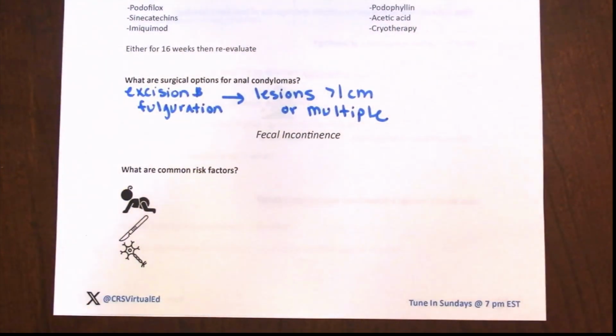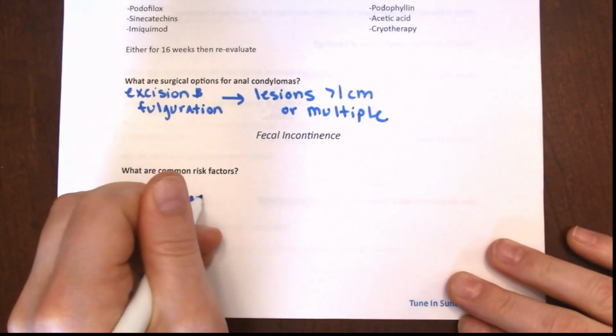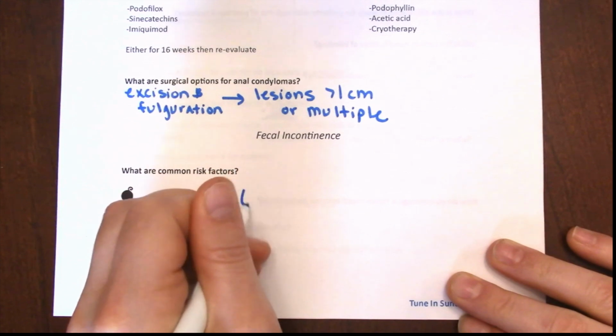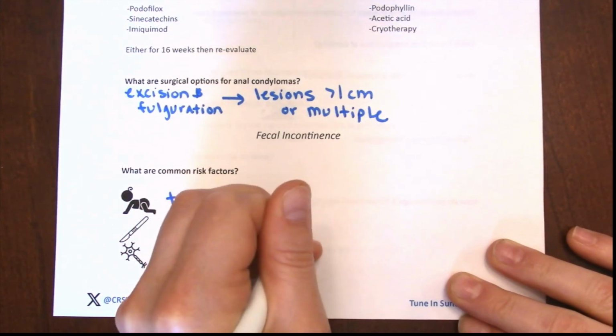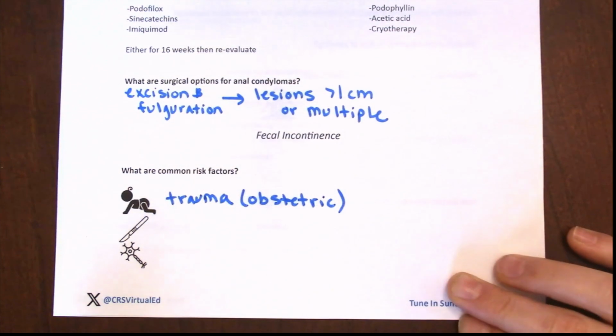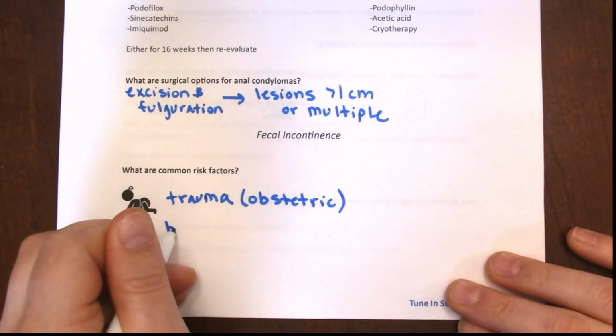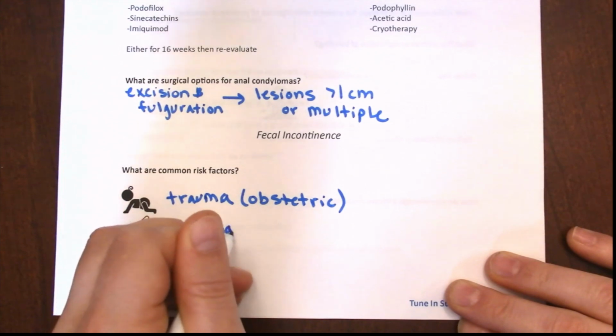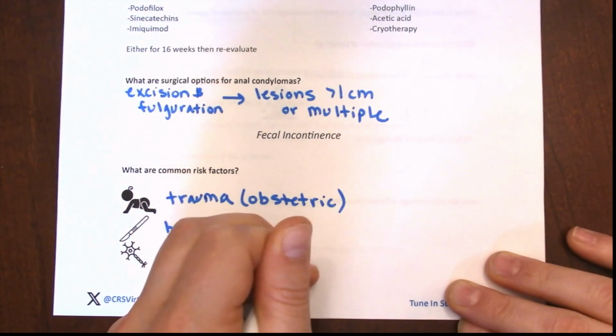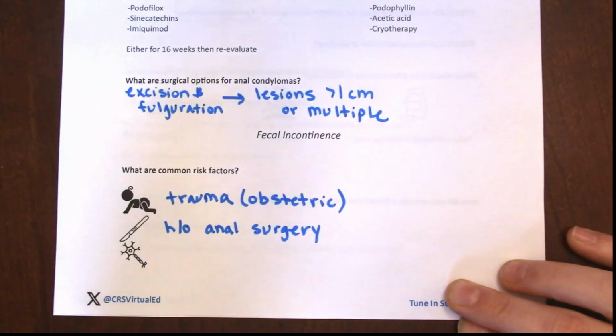Our next topic is fecal incontinence. All right. So what are the common risk factors for fecal incontinence? There are 3 common risk factors. The first one is trauma, most often an obstetric injury during delivery. Prior anal surgery, or a neurogenic cause, something like diabetes.